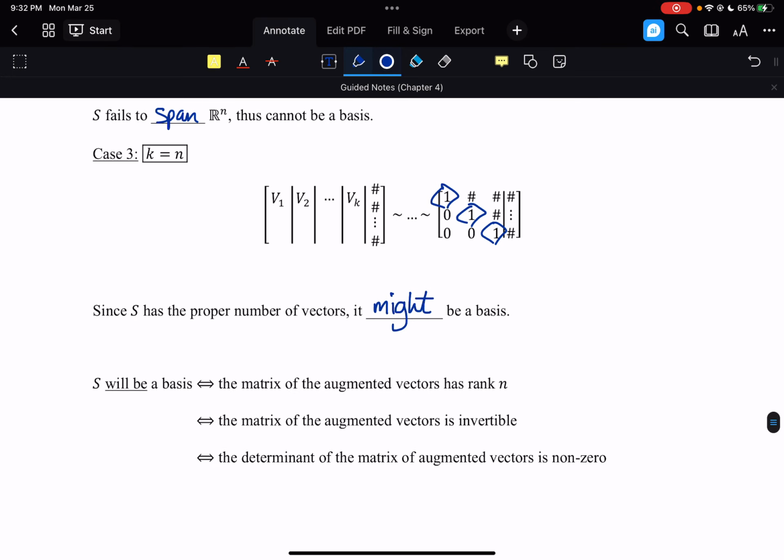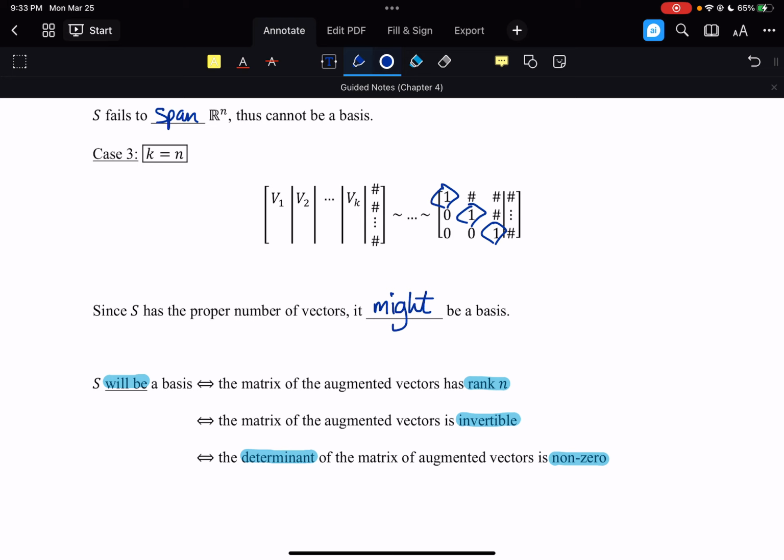Now, when will this be a basis? Well, S will be a basis if and only if the matrix of the augmented vectors has a rank of n. Okay, so in other words, there's a pivot in every column or a pivot in every row. The matrix of the augmented vectors is invertible. This is equivalent. The determinant of the matrix of the augmented vectors is non-zero, which is also equivalent to invertibility, which is also equivalent to a rank of n, which is now equivalent to the fact that S would be a basis.